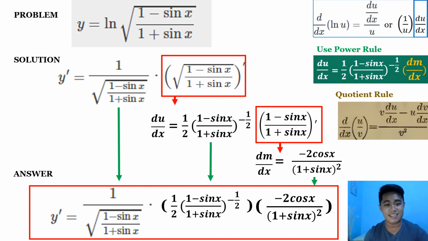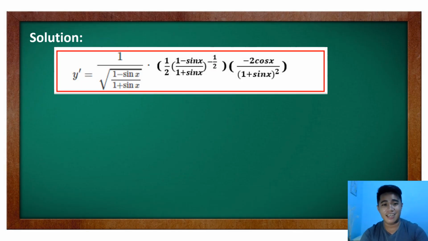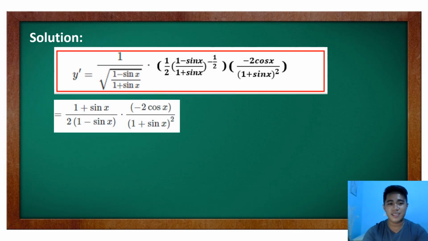But I'll tell you guys, this is not simplified. So we have to simplify it first. We have to get its lowest term, or simplify that to make the equation shorter. So simplifying our answer, we can get (1 plus sine x) over 2 multiplied by (1 minus sine x), and that will be multiplied with negative 2 cos x over (1 plus sine x) squared.